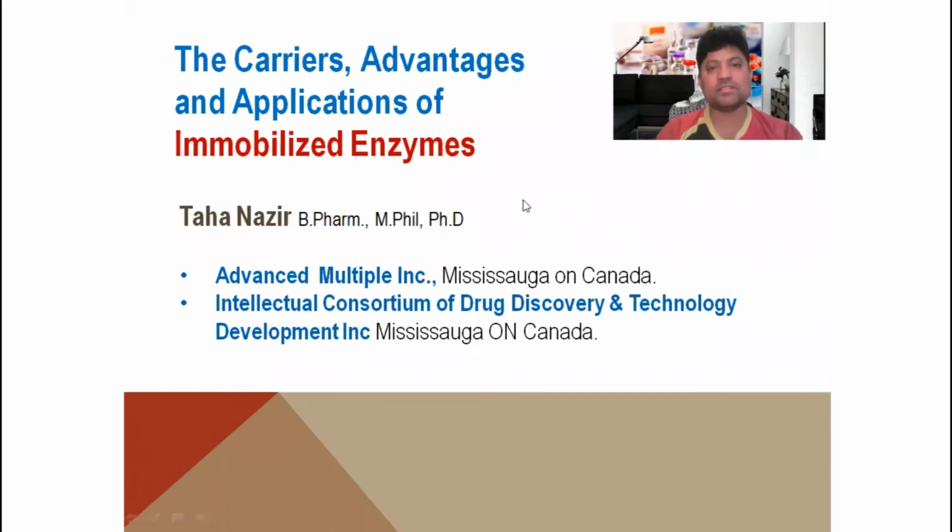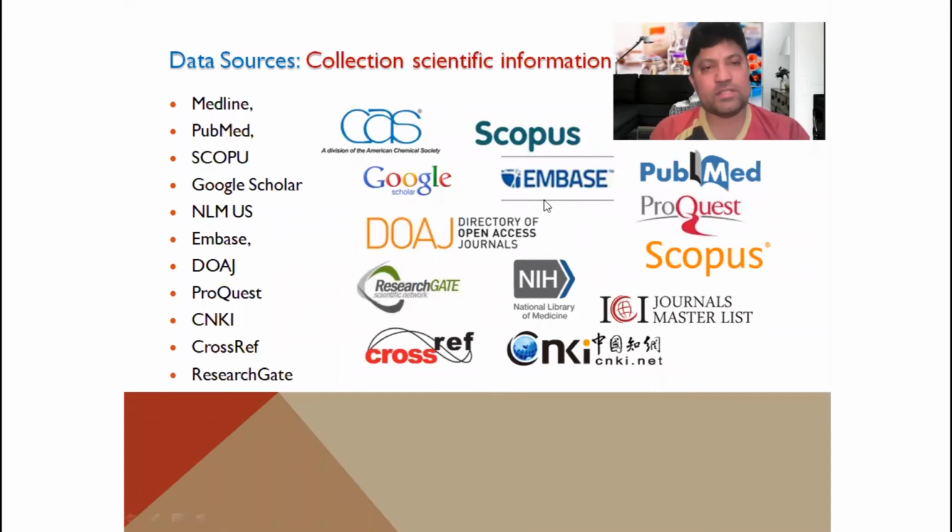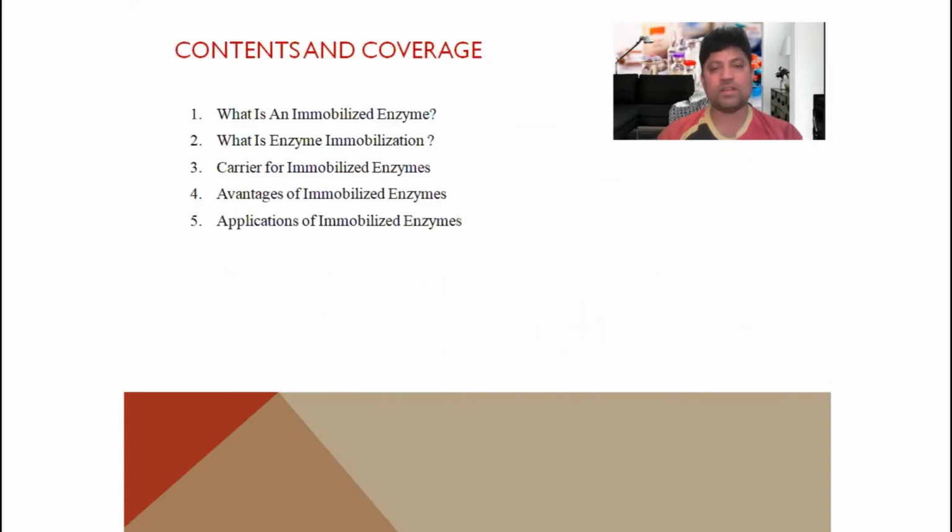Today I'm going to share my information, knowledge, and experience under the title of the Carriers, Advantages, and Applications of Immobilized Enzyme. For this purpose, I have collected information from different scientific data sources like PubMed, Medline, Scopus, Google Scholar, National Library of Medicine, EMBASE, Directory of Open Access Journals, ProQuest, CNKI, that is a China-based database company, standing for China National Knowledge Infrastructure. Some information was collected from Crossref and ResearchGate.